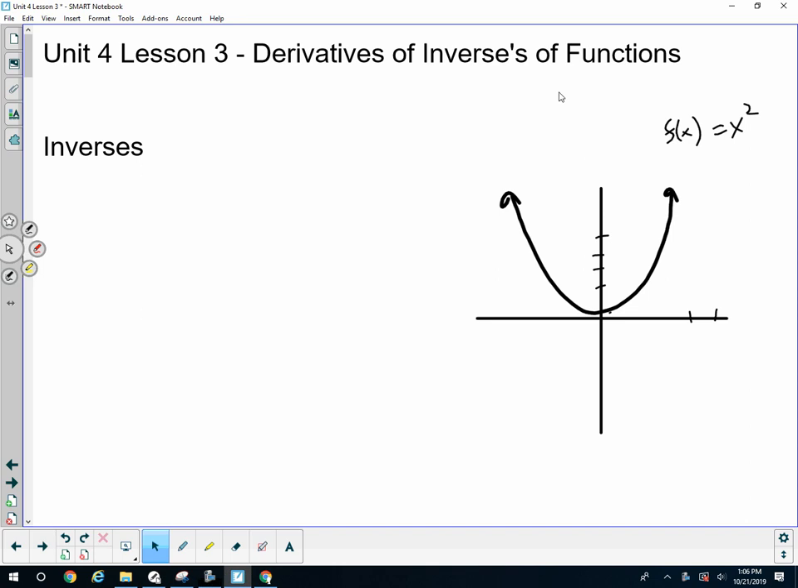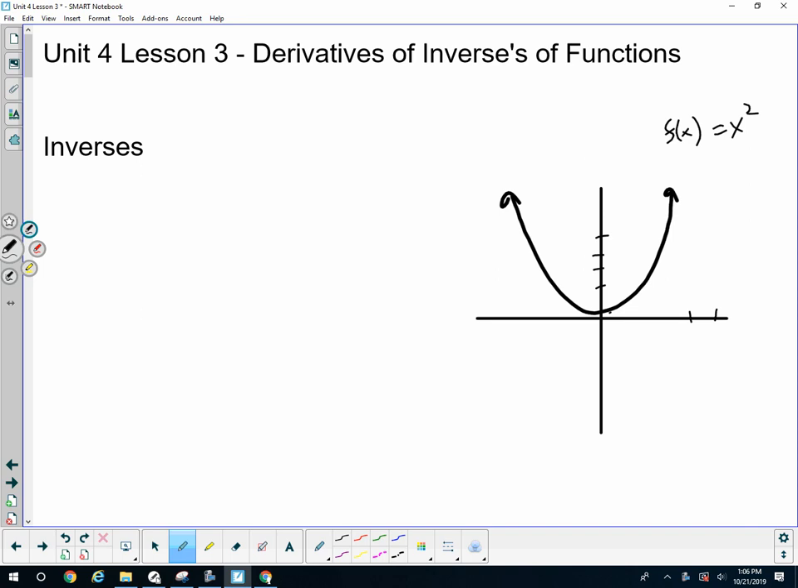So we spent a couple days on e to the x and log x. E to the x and log x are examples of inverses, okay? Inverse functions. They undo each other. X squared and the square root of x, another example of inverses.